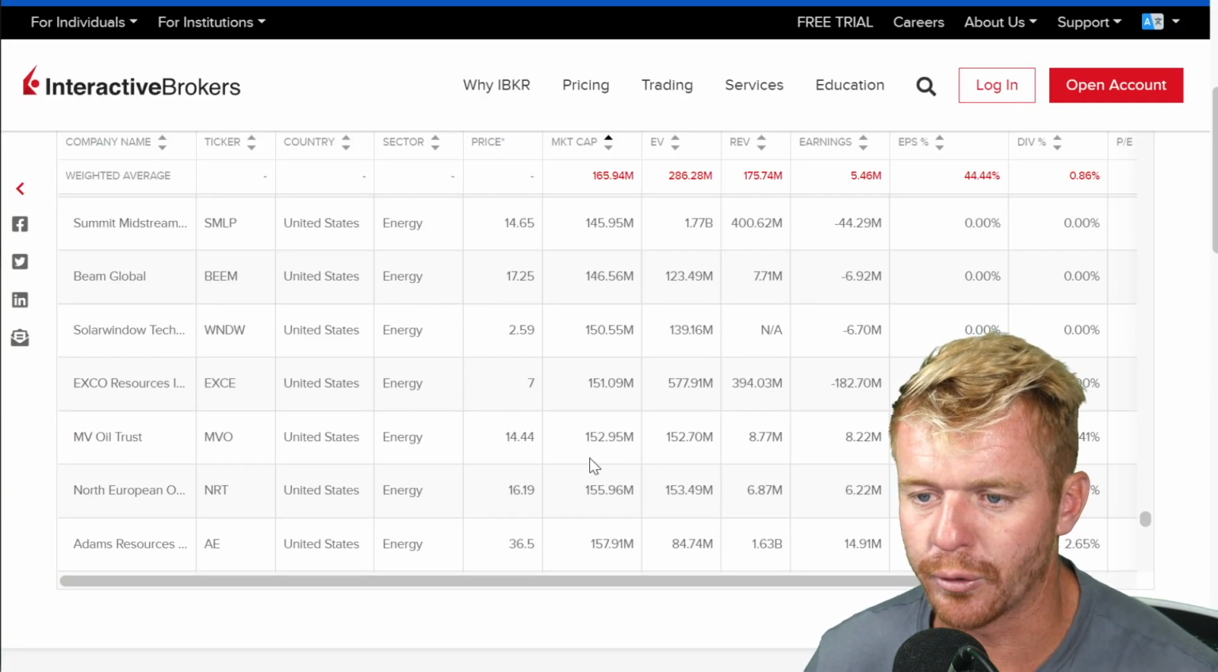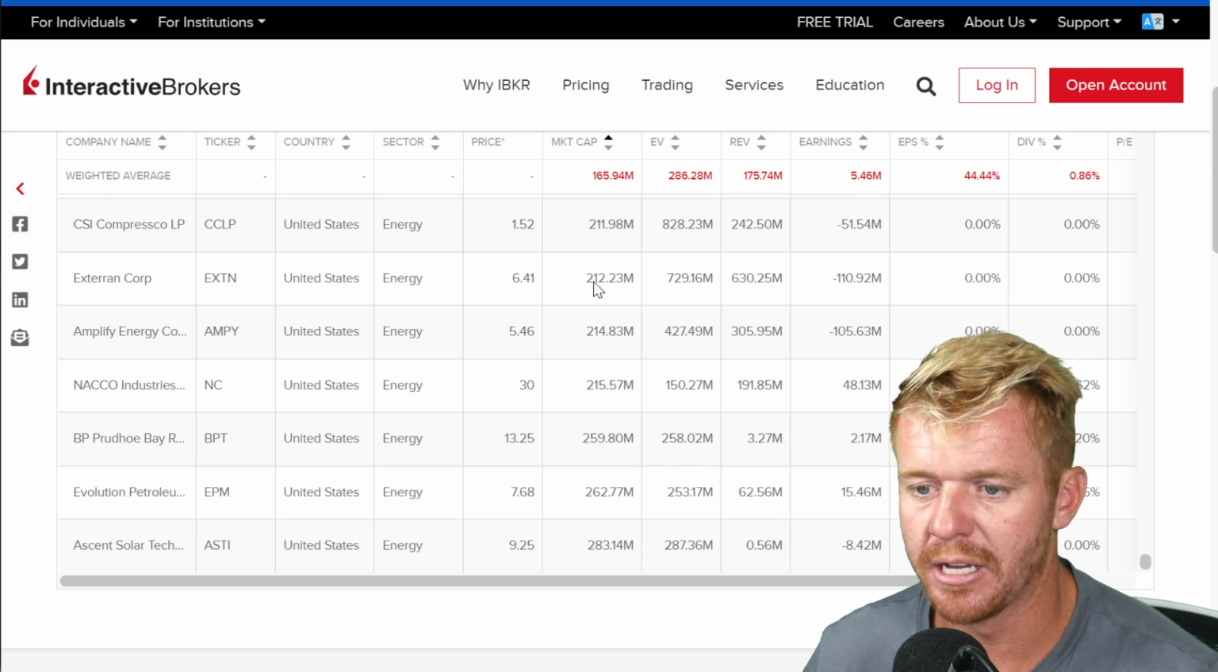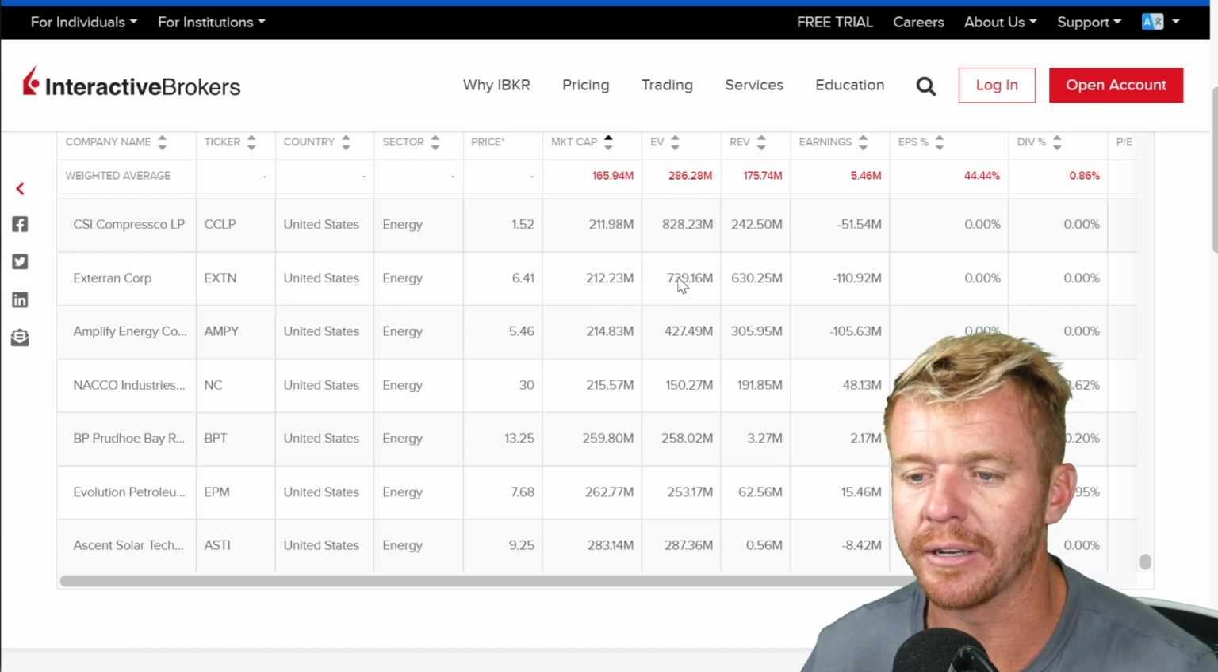So let's look through market cap still. You can see here on the scanner, EXTN right there popped up. It shows that it's got a market cap of $212 million.